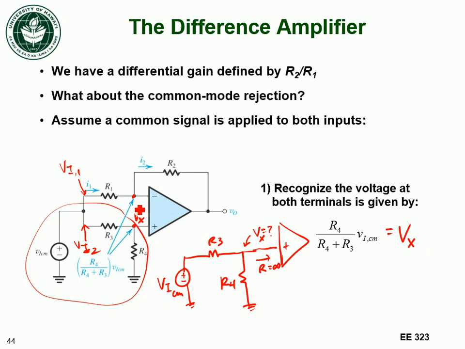Now, I also know that the voltage at this node, the node at the inverting input, is going to be the same. That will also be a voltage Vx, and that's because of the virtual short condition for the op-amp. Now I know the voltage here, so let's figure out some of the currents. We'll do that on the next slide. Everyone okay so far?